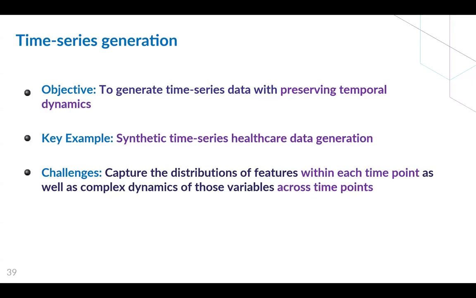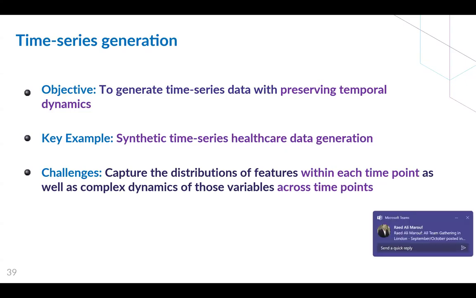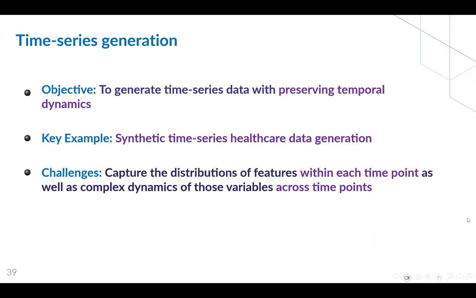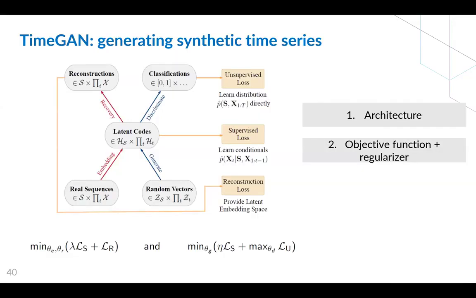Next, we're going to look at another very interesting aspect of synthetic data generation, and this is related to time series. Basically, we want to generate highly authentic synthetic time series data. And the goal is to try to generate data that preserves the temporal dynamics for applications, for example, in healthcare data generation. And the key challenge in time series generation is that the method needs to capture the distribution of features within each time step, as well as the temporal dependency across several time steps. And to achieve this, there's a method called TimeGAN, which is specifically designed for generating synthetic time series.